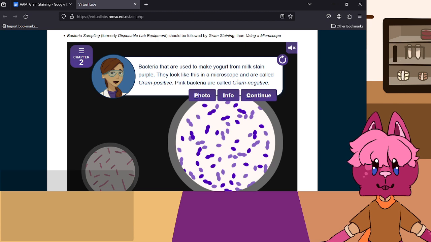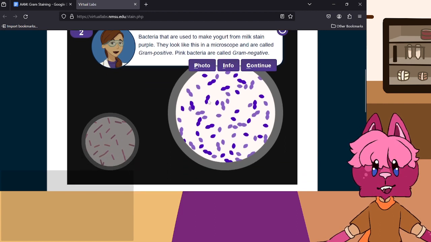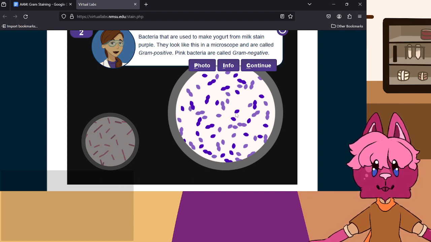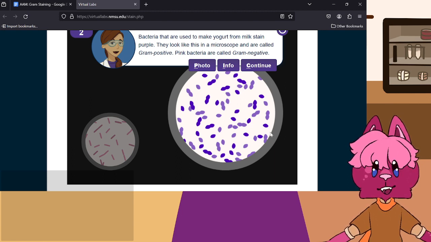They look like this in a microscope and are called gram-positive. Pink bacteria are called gram-negative. You just mentioned that. So these are cocci. These are diplococci because there are 2 balls that usually form a pair. Some of these are off by themselves, but more often than not, these are pairs of bacteria. Those would be called diplococci for their shape.